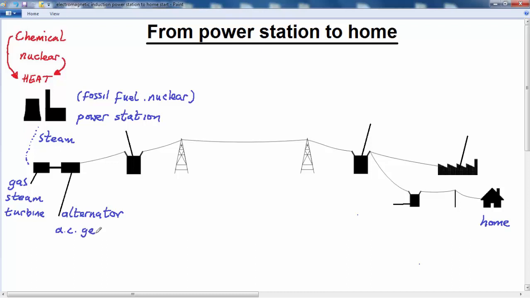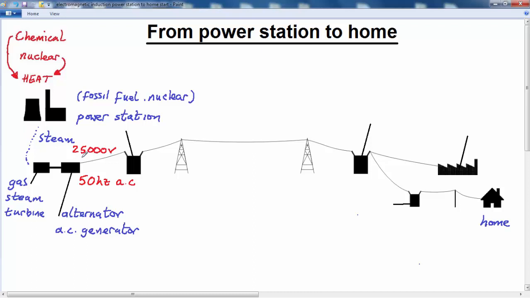So we've got the AC generator, and in most power stations this alternator is rotating at a rate of 50 cycles per second, so it will be generating 50 Hertz AC current. Now, the voltage produced by a typical alternator in a power station might be something like about 25,000 volts. So I'm going to write down the voltage in red.